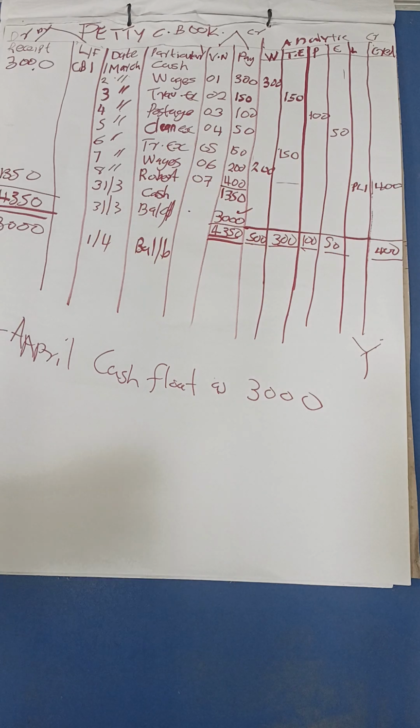Under the 2-column cash book, we don't have the discount allowed and discount received. Discount allowed and discount received come in when we are handling the 3-column cash book.